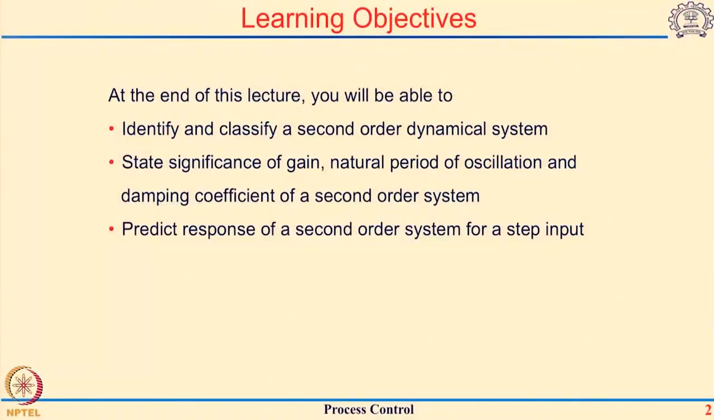So we'll start with the second order systems. At the end of this part of the lecture, the objectives are that you should be able to identify as well as classify a second order dynamical system. For the second order systems, there are three parameters. One is the process gain, natural period of oscillation, and the damping coefficient. So you should be able to tell the significance of each of those for the system at hand. And lastly, you should be able to predict how a second order system responds to a step change.